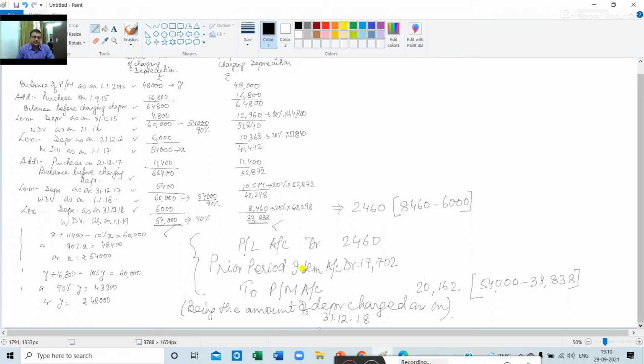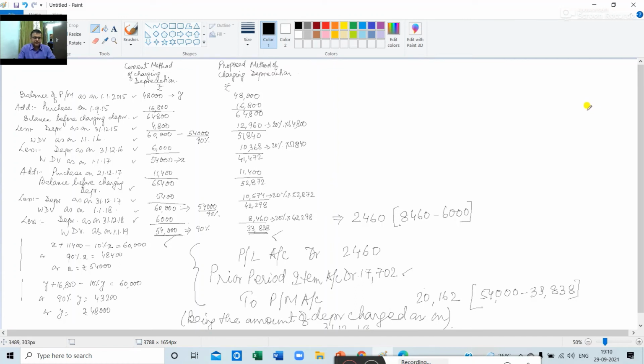The prior period item figure will also be transferred to profit and loss account ultimately. But for the understanding or clarity of the problem, I have debited this amount to profit and loss account, that is the current year depreciation, the excess depreciation that has to be charged for the current year, and this is for the prior period item, that is the retrospective effect that has been given in this problem. The adjustment entry is 17,702.